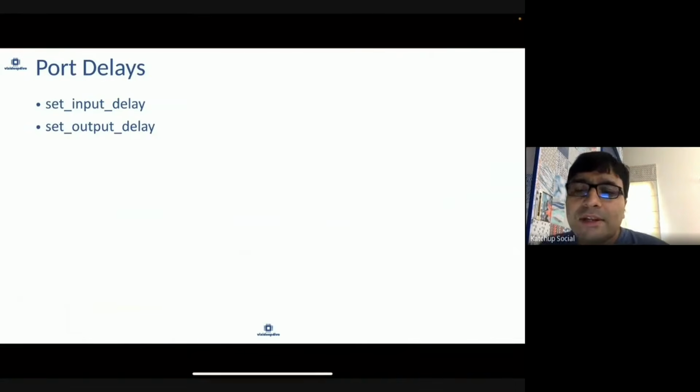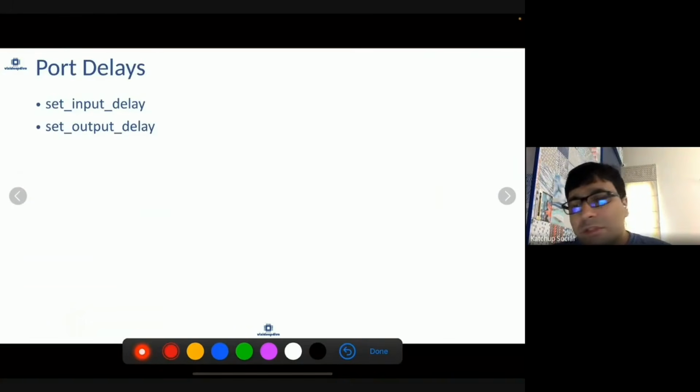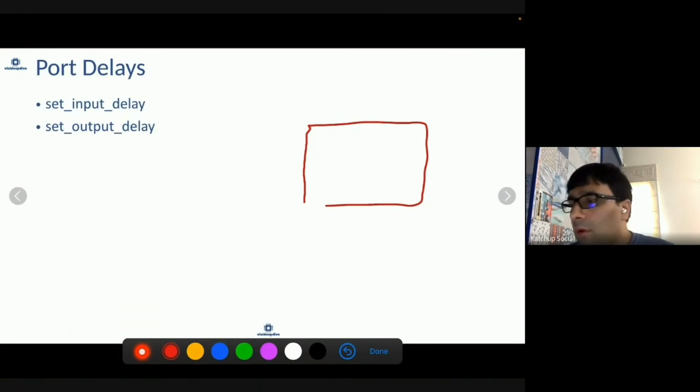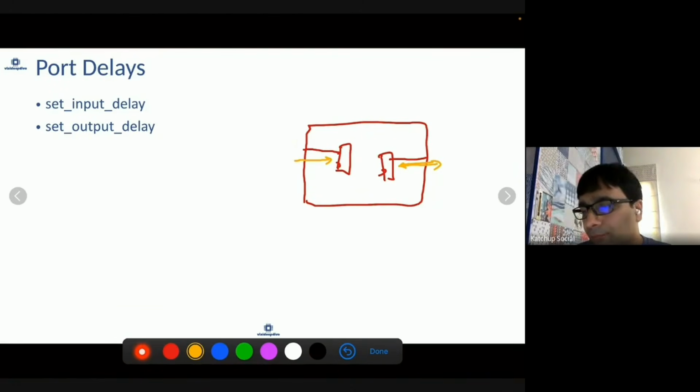So port delays can be defined using the commands set input delay or set output delay. What is the meaning of these commands? So let's say you have an IP. Let's say there will be a flop, which will be connected to an input or output. Now, in order to do setup and hold timing, you need to meet timing even on these paths, which are from the input port to the flop, or from the flop to the output port.